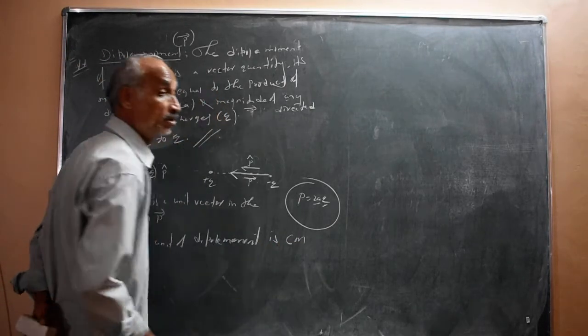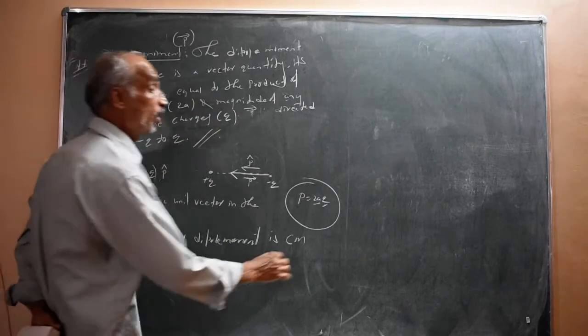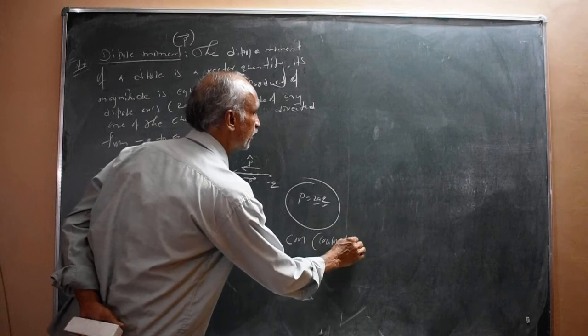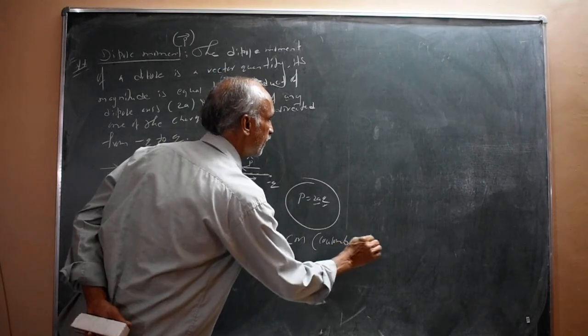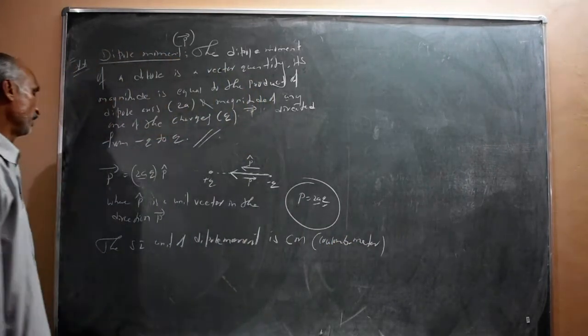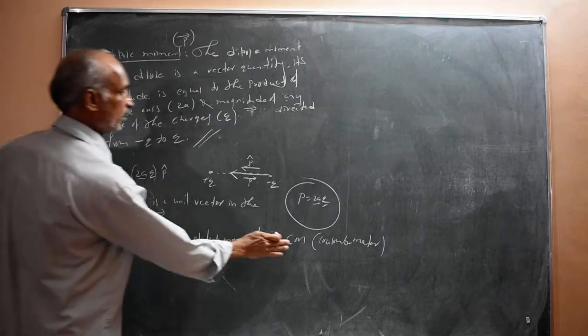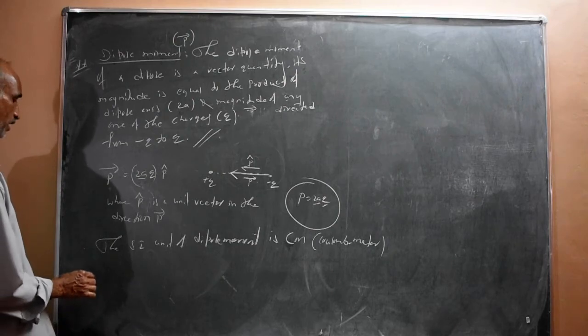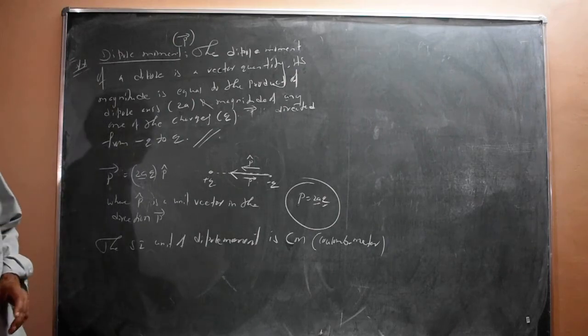Cm. Cm is not centimeter. Okay. It is coulomb meter, not centimeter. Capital C and small m, coulomb meter. That's all. Okay. Now, next section, a very important section.